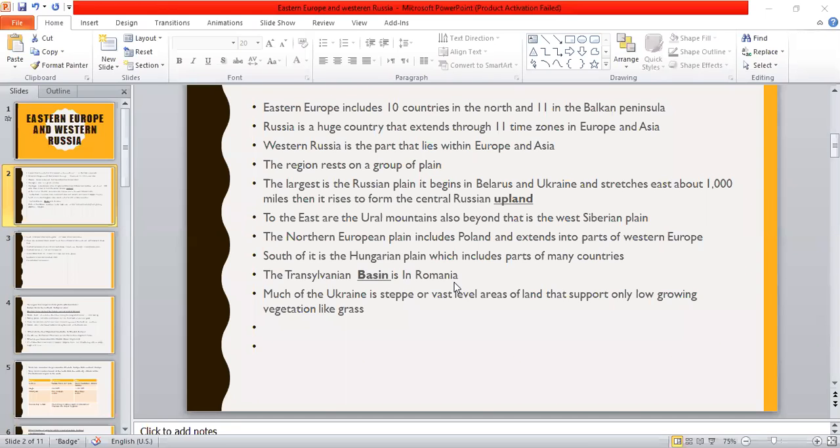I don't know the second one. Okay, the second one is the Vienna Basin. So we have two basins in the area: the Transylvanian Basin and the Vienna Basin, which separates two ranges, the Carpathians, which run through the Northern and the Balkan Peninsula, and they are also linked to the Balkan Mountains.